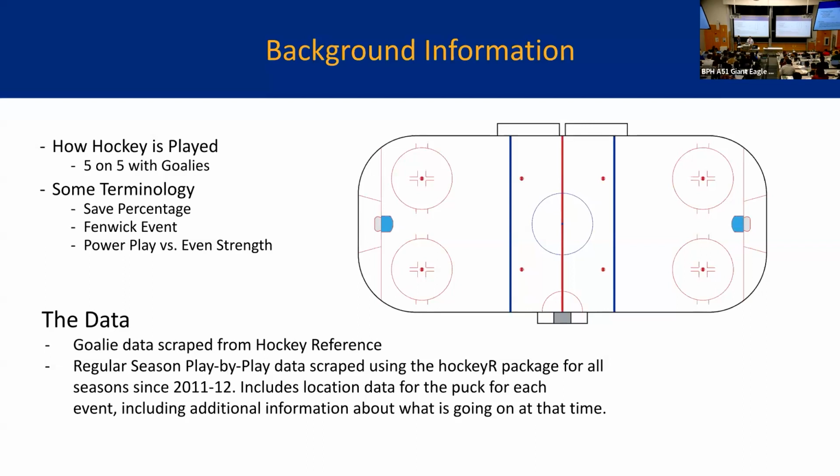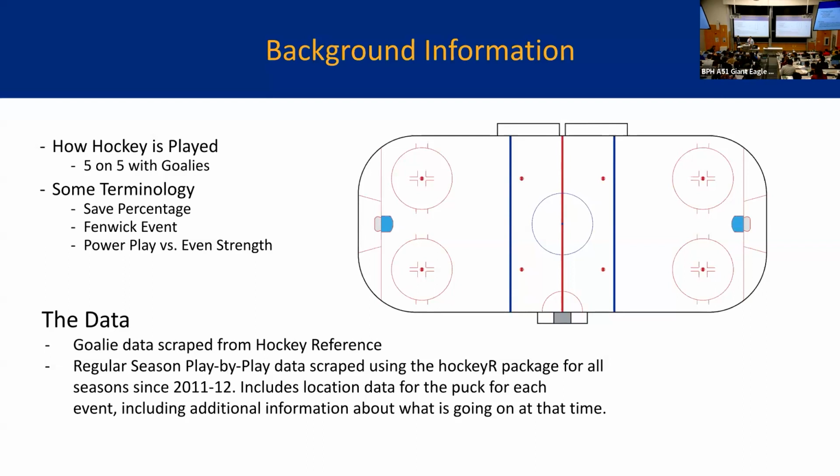There are 3 zones that are split up by the blue lines that you can see on the rink. You've got the offensive zone, which is the zone you are trying to score on. The neutral zone is the space between the blue lines, and the defensive zone is the zone you are defending.